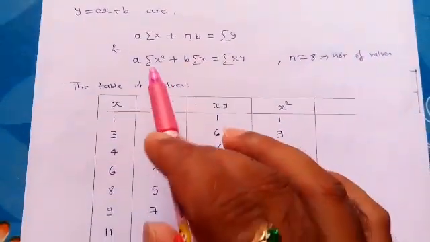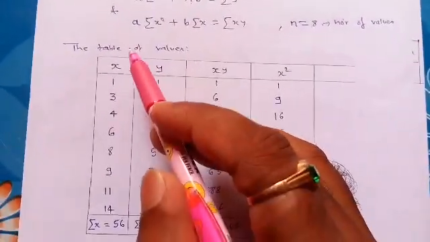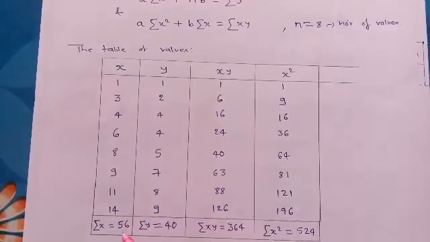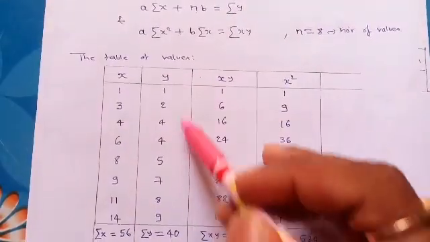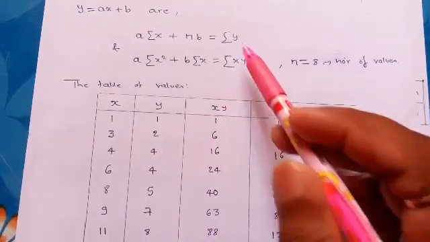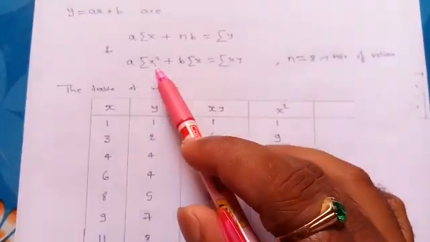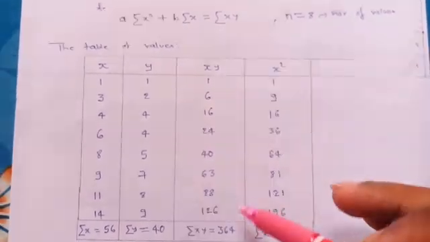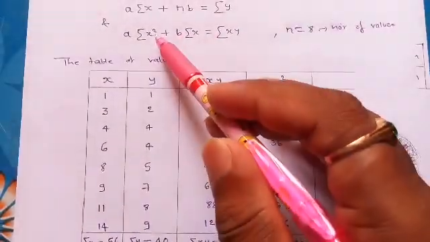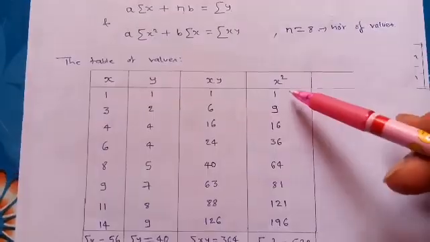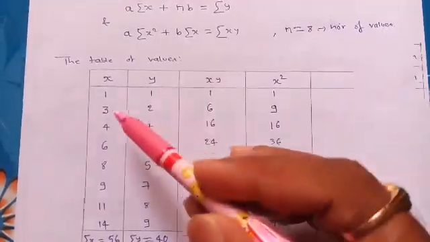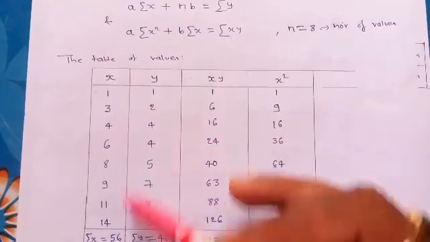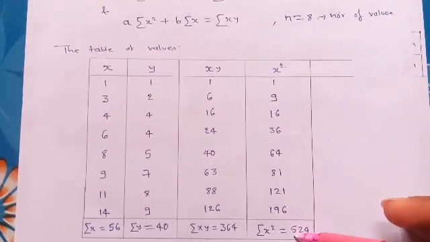Then construct the table. Here we need the summation of x, so write down the values of x and find the sum, and write down the values of y and the summation of y. Another term is the summation of xy, so find their product xy and the sum. And there is summation x square, so find the squares of these values and their sum.